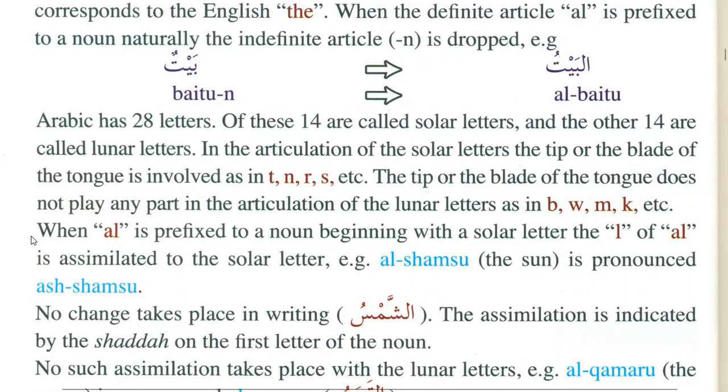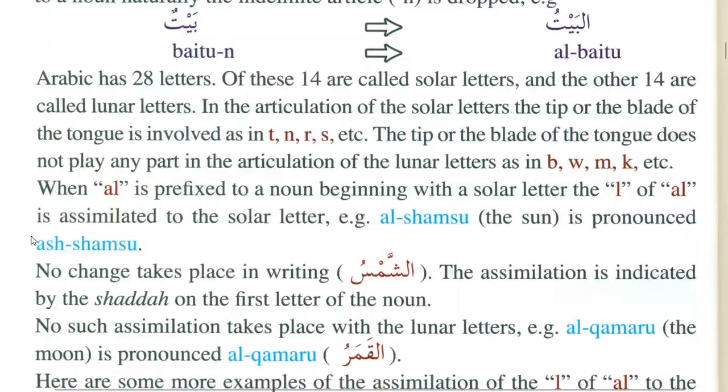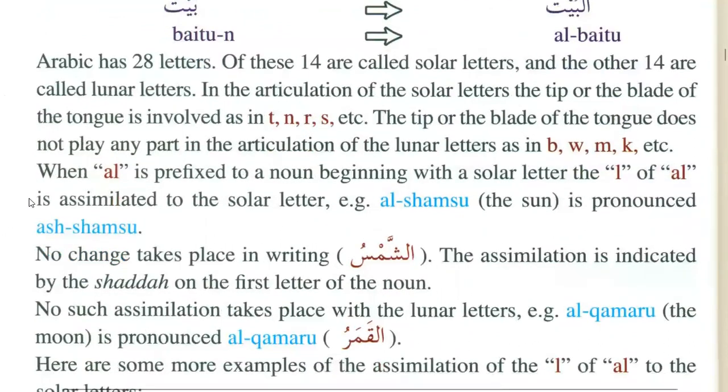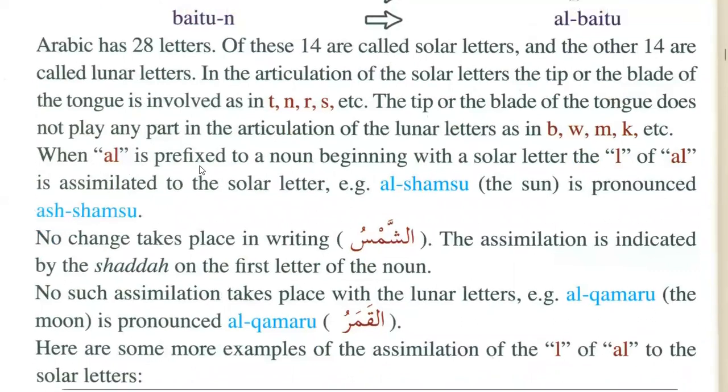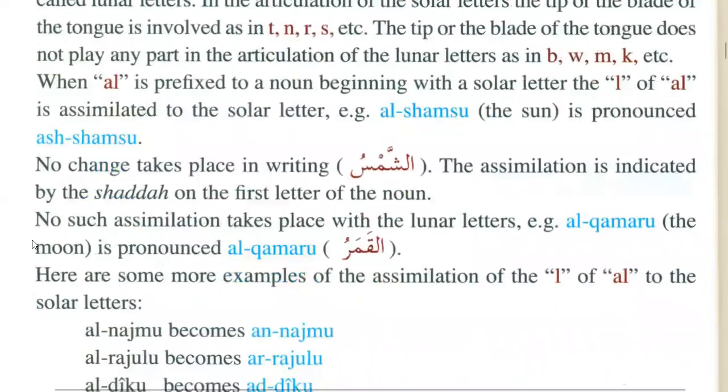When al is prefixed to a noun beginning with a solar letter, the lam of al is assimilated to the solar letter. Example, ash-shamsu, the sun, is pronounced ash-shamsu. So basically, with solar letters, we don't pronounce the lam. Lam becomes silent. And with lunar letters we pronounce the lam as well. No change in writing.